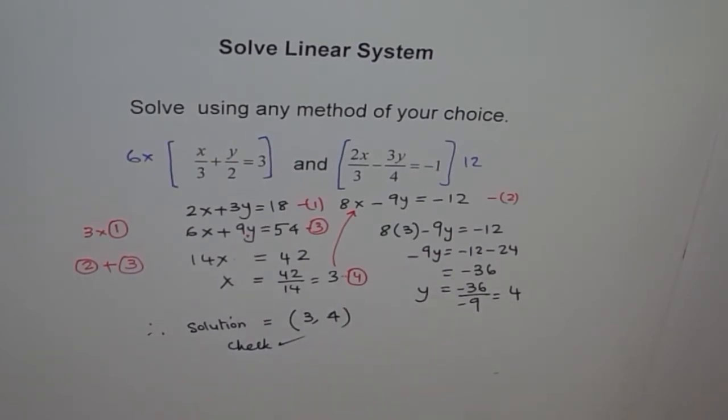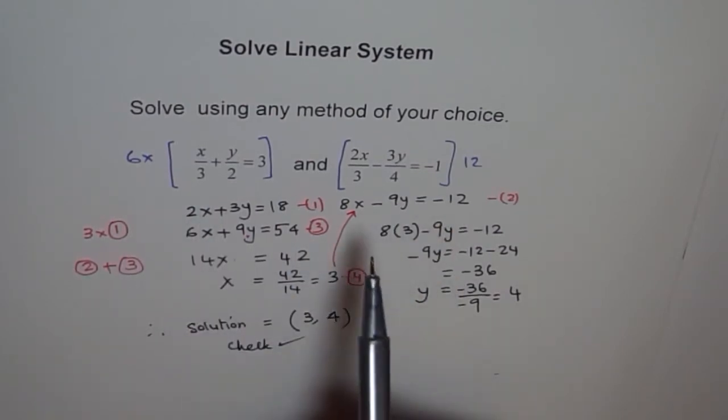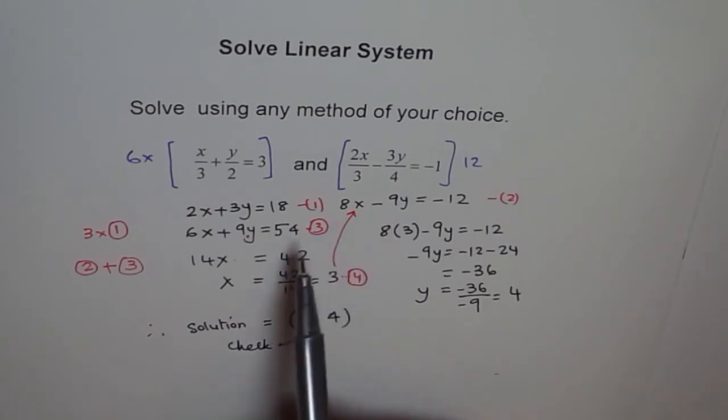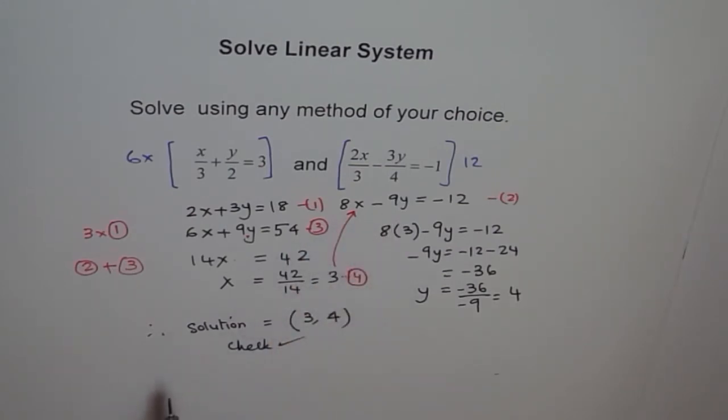So the strategy here is to get rid of fractions, and then do normal elimination. Try to get at least one variable with the same coefficient. Once you get that, then it's easy.